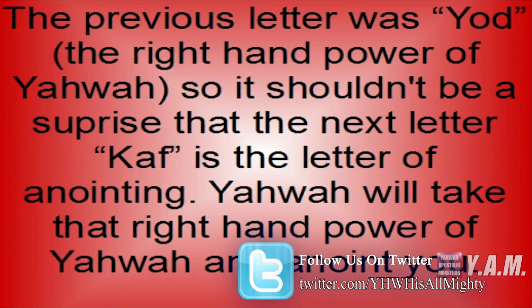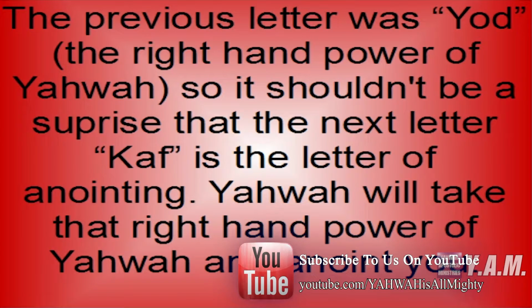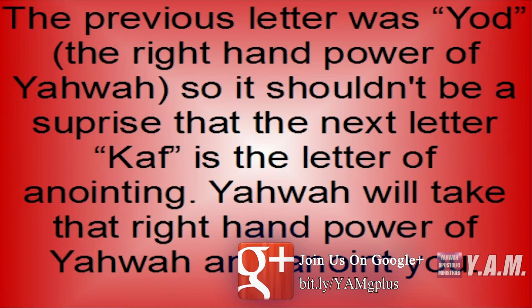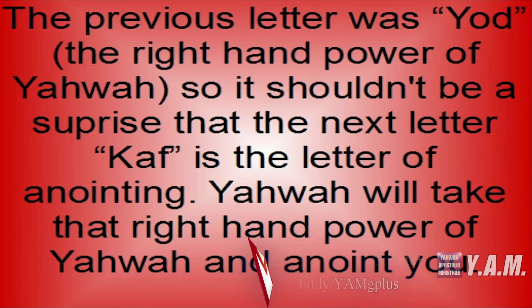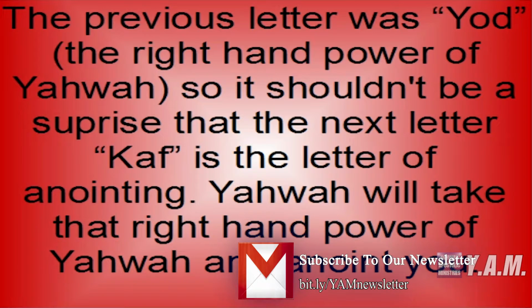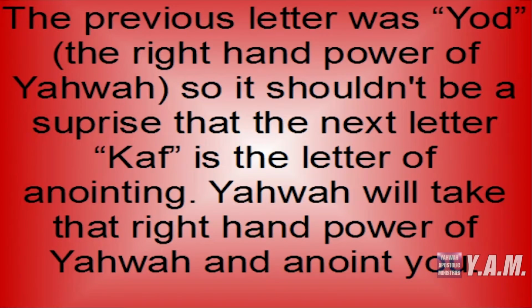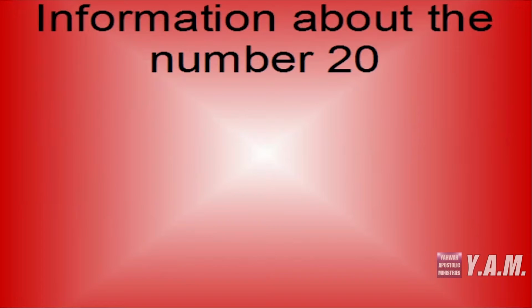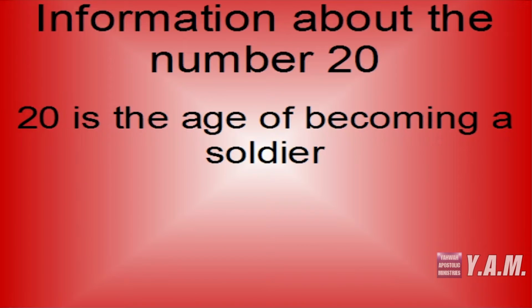Isn't it amazing? We see now why these two letters should have been done together. The right hand power of Yahweh, the next letter is the kaf, or the anointing. So it's the right hand power of Yahweh that will anoint you. Let's give a couple of things about number 20 in the scriptures. 20 is the age of becoming a soldier, and 20 is the number of anointing of the hand on the head.